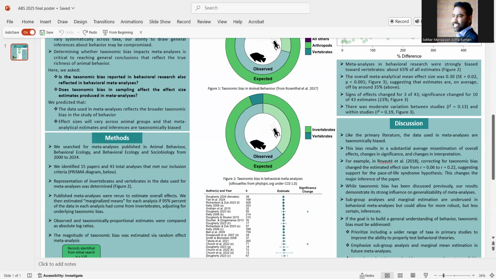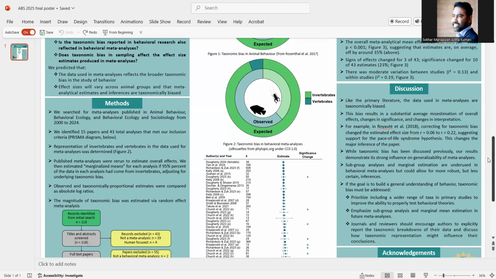To demonstrate how badly this can impact the overall conclusion, I wanted to talk about one work published from our own lab, which is the Roytes paper in 2018 on the pace of life syndrome. So this paper was published in 2018, and what we found was an effect size of 0.06. But when we correct that for taxonomic bias, the estimate increases to 0.22, which suggests a stronger support for the pace of life syndrome. This is not just a minor change. It alters the major conclusion of the paper.